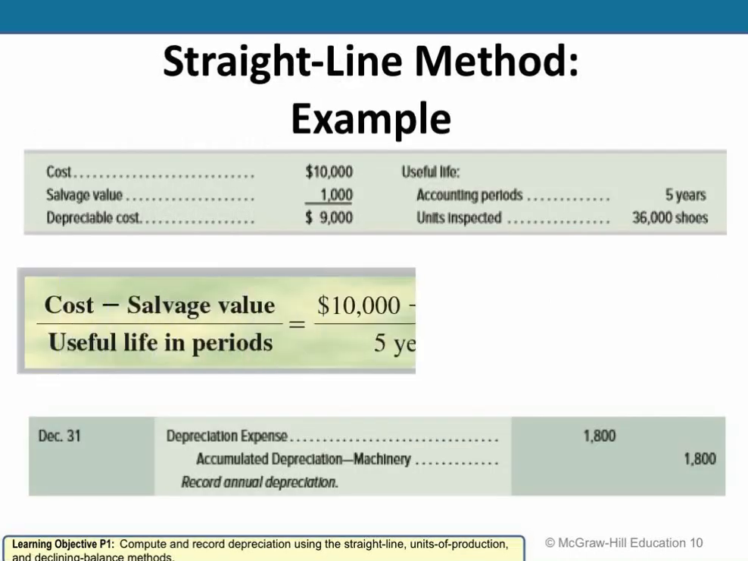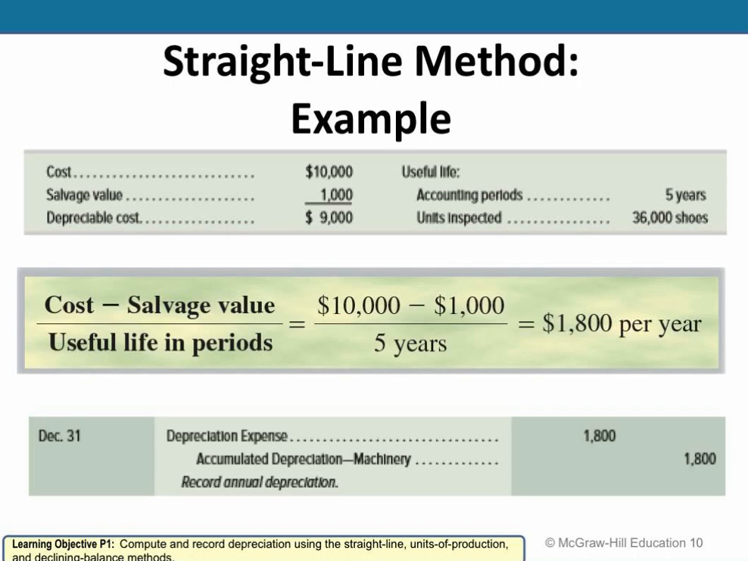So using the straight line example, we're going to take our cost minus our salvage value to get that $9,000 in depreciable cost. And we're just going to divide by the years for the useful life, 5 years. And that's going to be $1,800 for the depreciable amount in that year. We would debit depreciation expense by the $1,800 and then credit accumulated depreciation by $1,800.